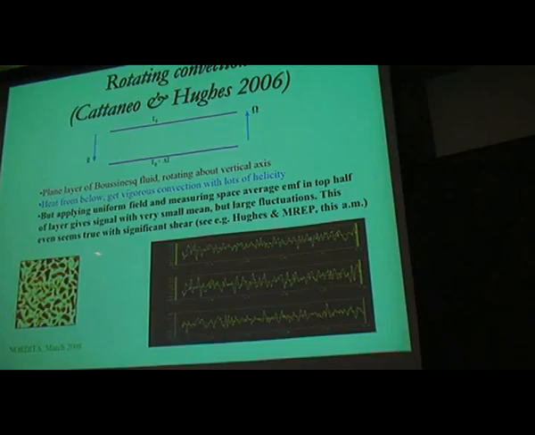However, if you apply a uniform field to this problem, and you measure the space-averaged EMF in the top half of the layer, you get a signal with very small mean, but very large fluctuations. And you can see there are three directions of the EMF here. The applied field is, I believe, in the x direction, but you wouldn't know it from this sequence of plots. So you might as well say that these are fluctuating essentially about zero mean. And if there is a mean, the fluctuations are much larger than the mean.